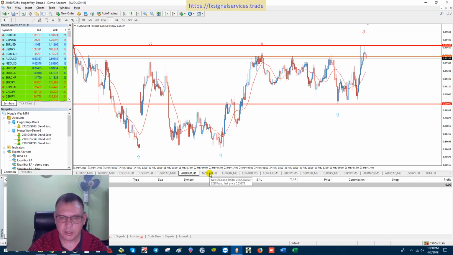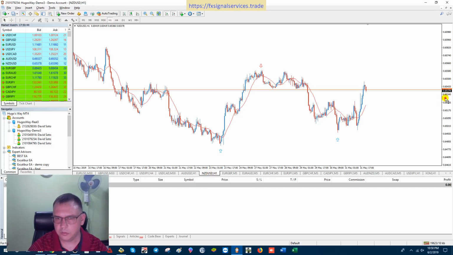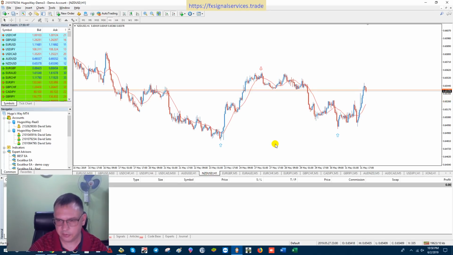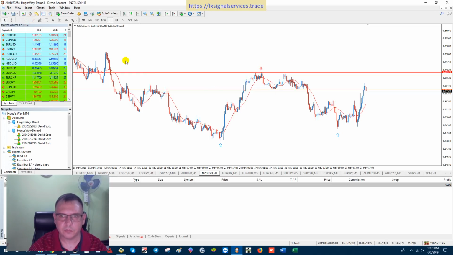Okay? Now, moving on to New Zealand US dollar. Typically, we'll see the same kind of price movement. And we see that it has been riding in a range. It has a low point here and a high point here. And if we mark this, this is a high point, and this is your low point. Okay?